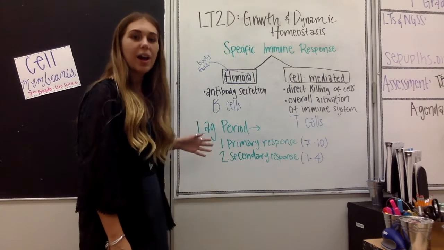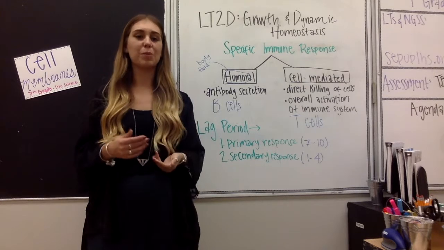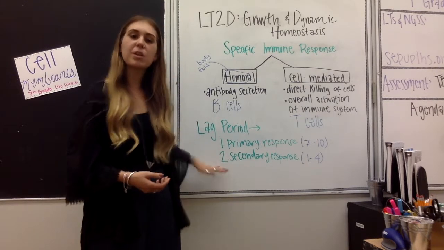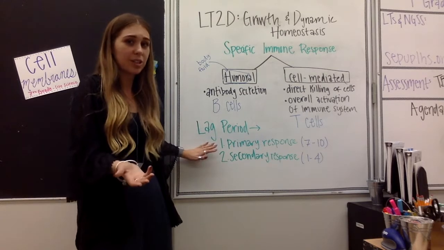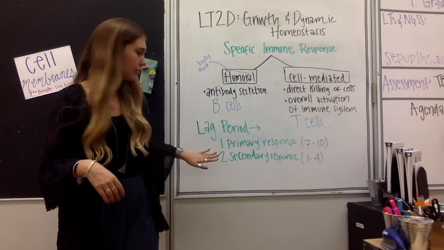It takes a while, however, we go through this whole process and eventually create those memory cells, so the next time we're exposed to it, we have a secondary response as opposed to a primary response. Basically, you still could get that antigen, but your body is able to fight it much quicker.